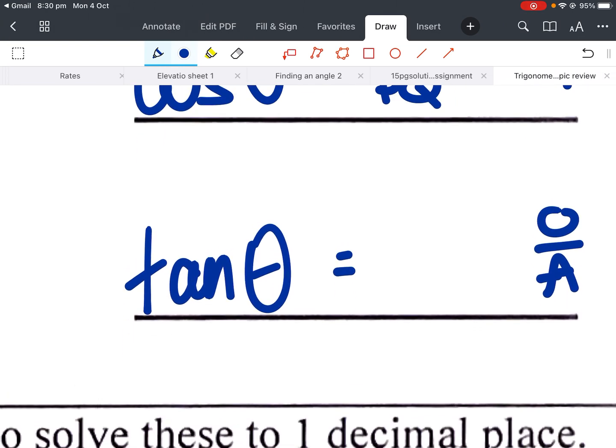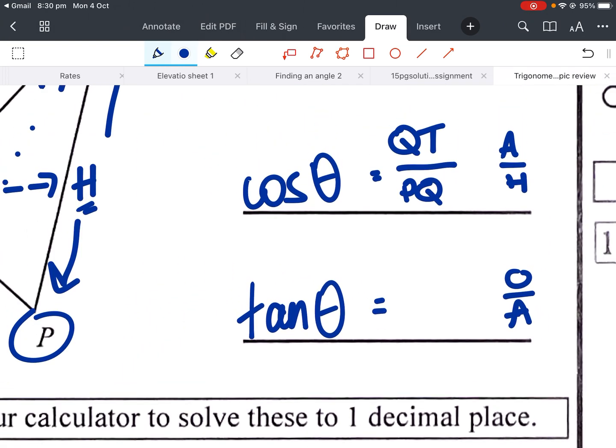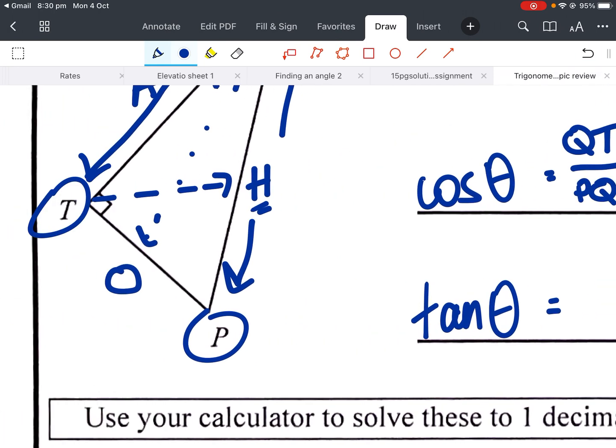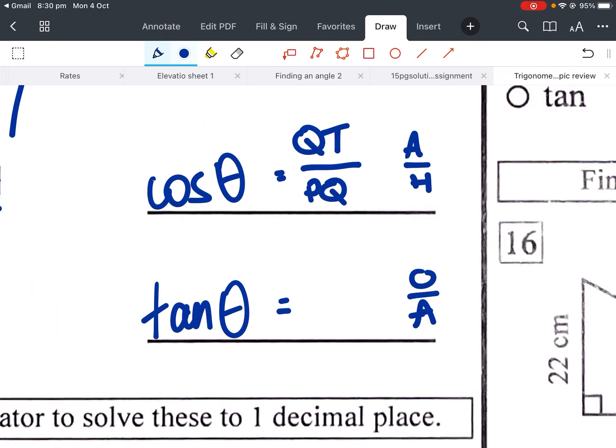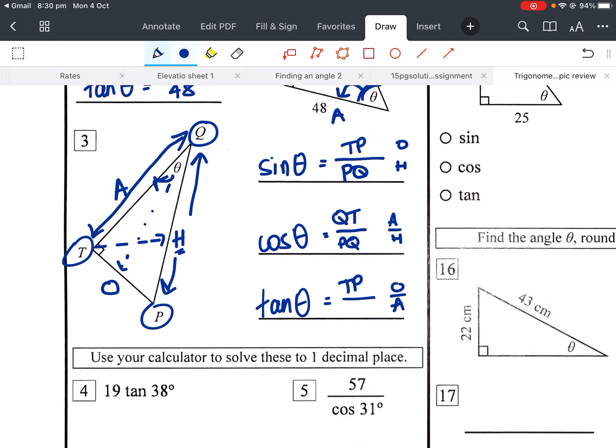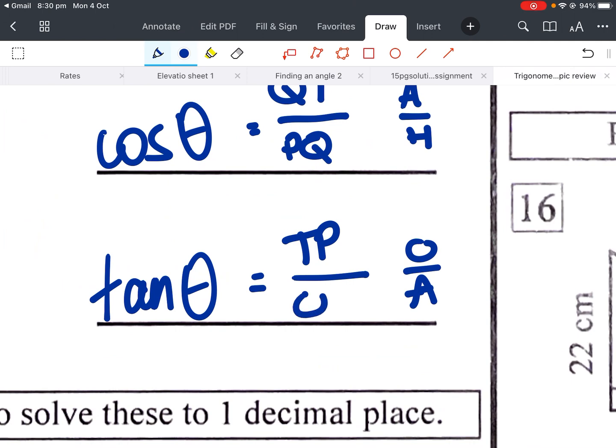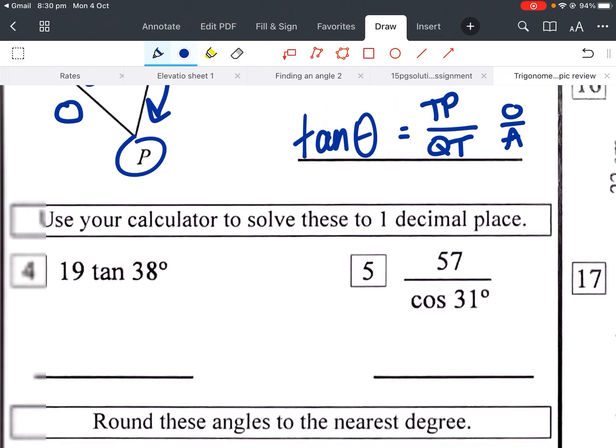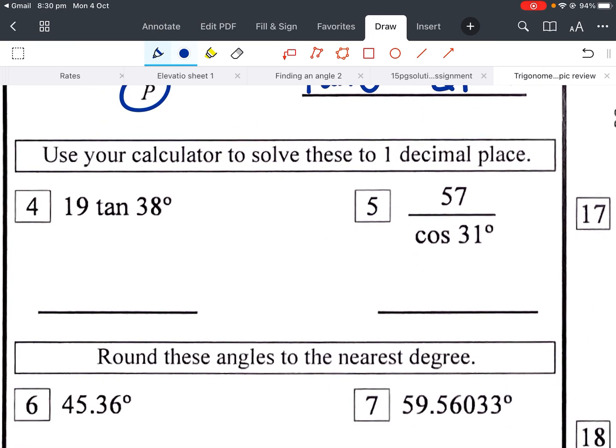I'm just doing those in alphabetical order, if you're wondering why I'm doing that. Tan is opposite over adjacent, so opposite is TP and adjacent is QT. So on that one, you were just putting the letters in. All right, so now we're going to go back and pretend, but use our calculator.